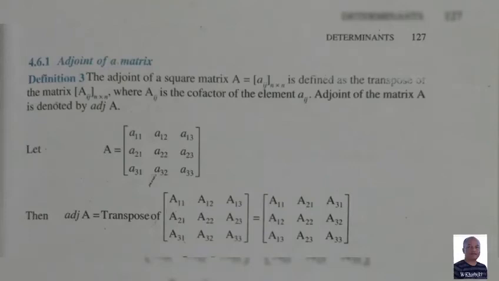So class, now let us learn about the adjoint of a matrix. If you are given a matrix A of order 3 by 3, to find the adjoint, you simply need to find the cofactors. Cofactors are represented by capital letters like A11, A12, etc. And we arrange the cofactors correspondingly as in the given matrix and take the transpose of that.